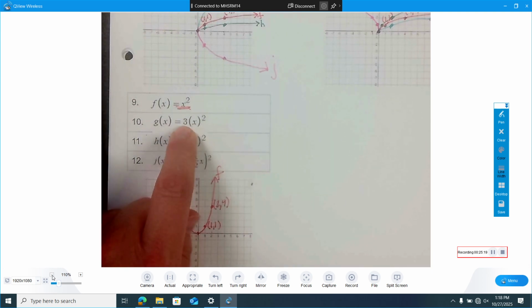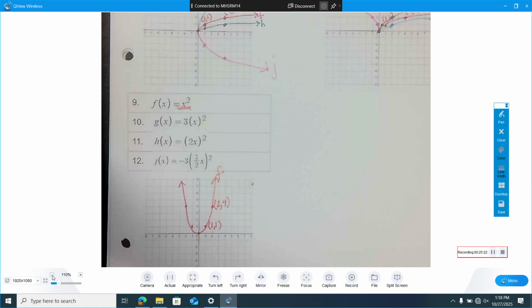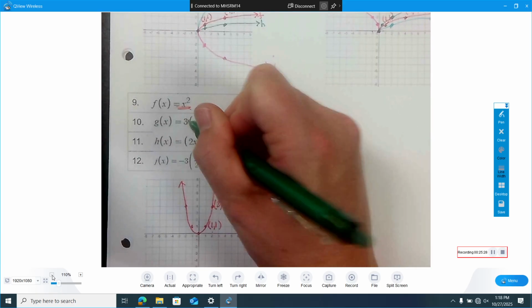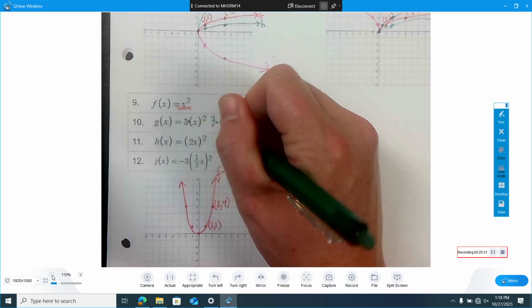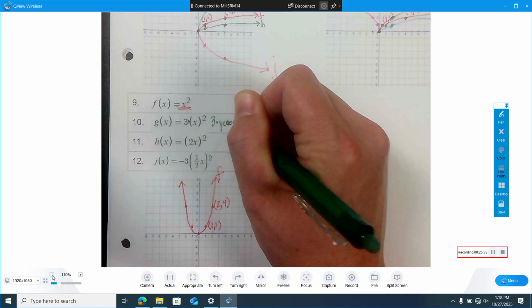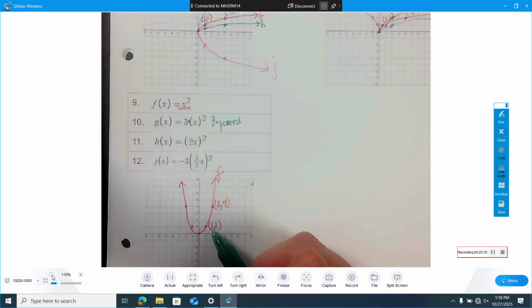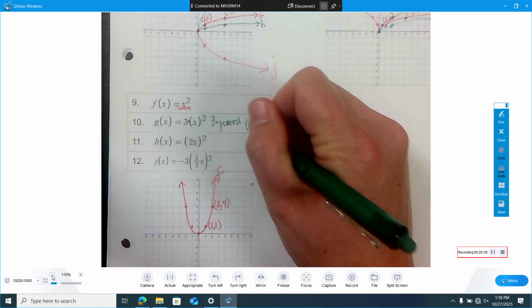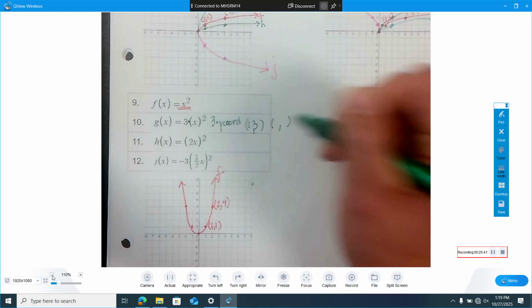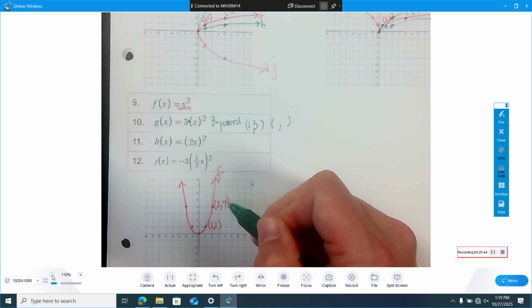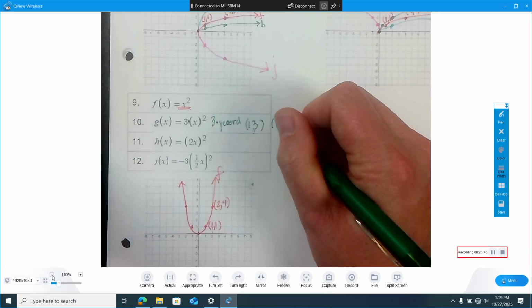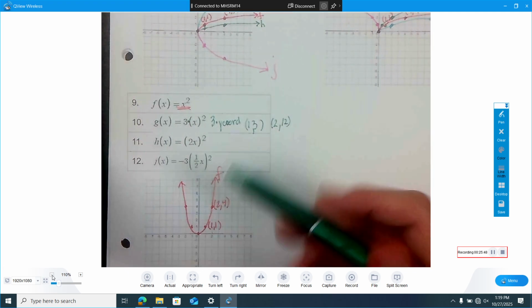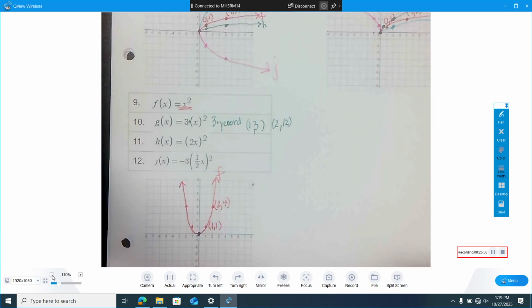All right, the 3, it's on the outside. Is it going to affect the x or the y? The y, yeah, this is 3 times my function. So this is 3 times the y coordinate. And so 1, 1 is going to turn into 1, 3. And then 2, 4 is going to turn into 2, 12, which is off of my paper, but that's okay. 0, 0 stays 0, 0.